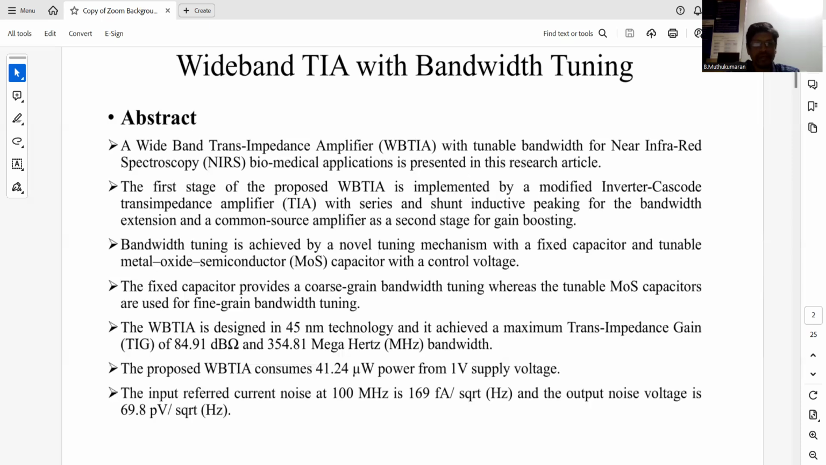In my design, I have used 45 nanometer technology, and the transimpedance gain achieved is 84.91 dB with a bandwidth of 354.81 megahertz. The proposed WBTIA consumes 41.24 microwatts of power, and the input referred noise at 100 megahertz bandwidth is 169 femtoampere per root hertz, and the output noise is 69.8 picovolt per root hertz. So this is my abstract.